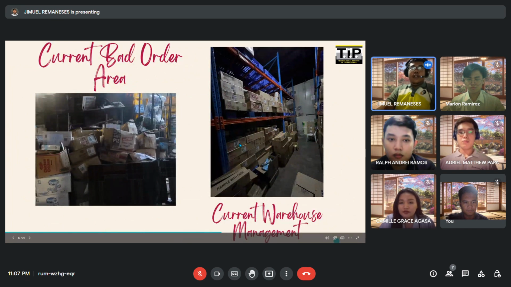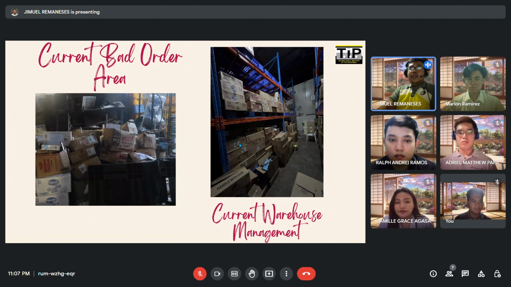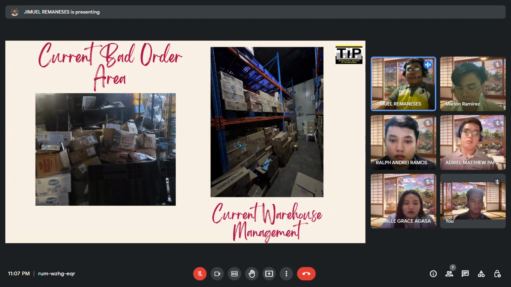Now, for the current bad order area, based on the visuals provided, you can see how disorganized the bad order area is. The goods are on the floor that can be wet when there is rain in the area. Some of the goods are scattered on the pathway of the area, which makes it hard for any person to roam around on it.